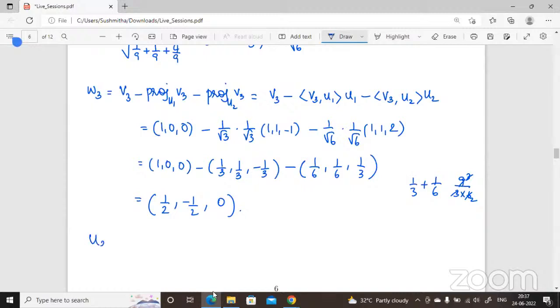Okay. So U3 will be 1 by the square root of 1/4 + 1/4 + 0, times (1/2, -1/2, 0). That is 1 by root 2 times (1/2, -1/2, 0), that is (1/root 2, -1/root 2, 0).